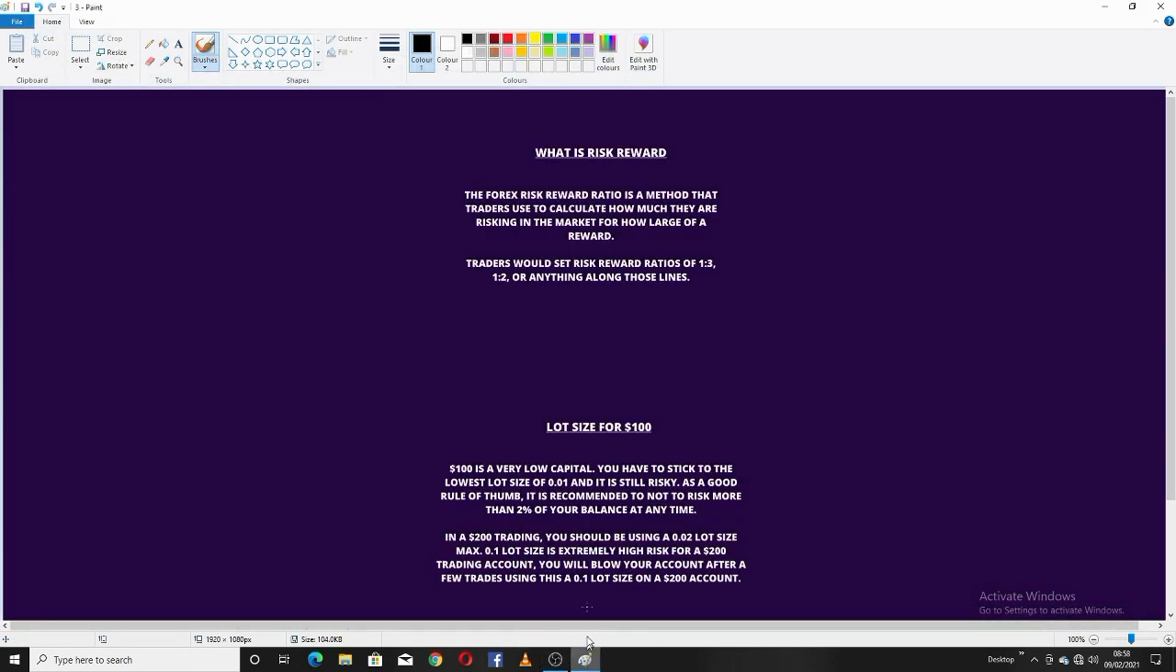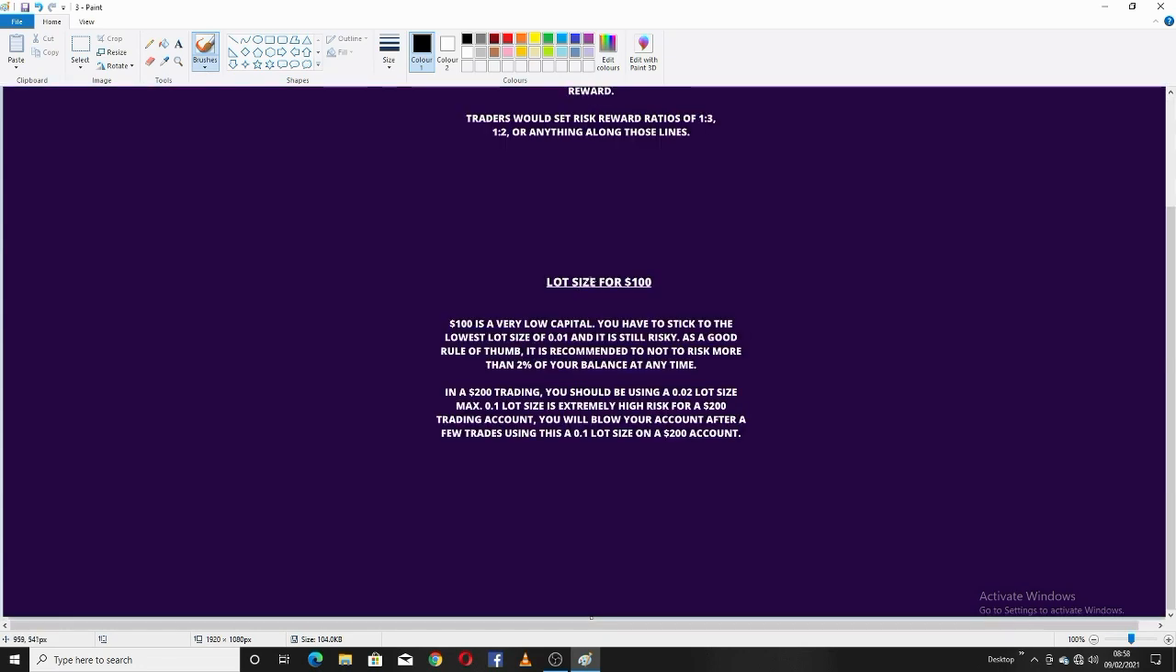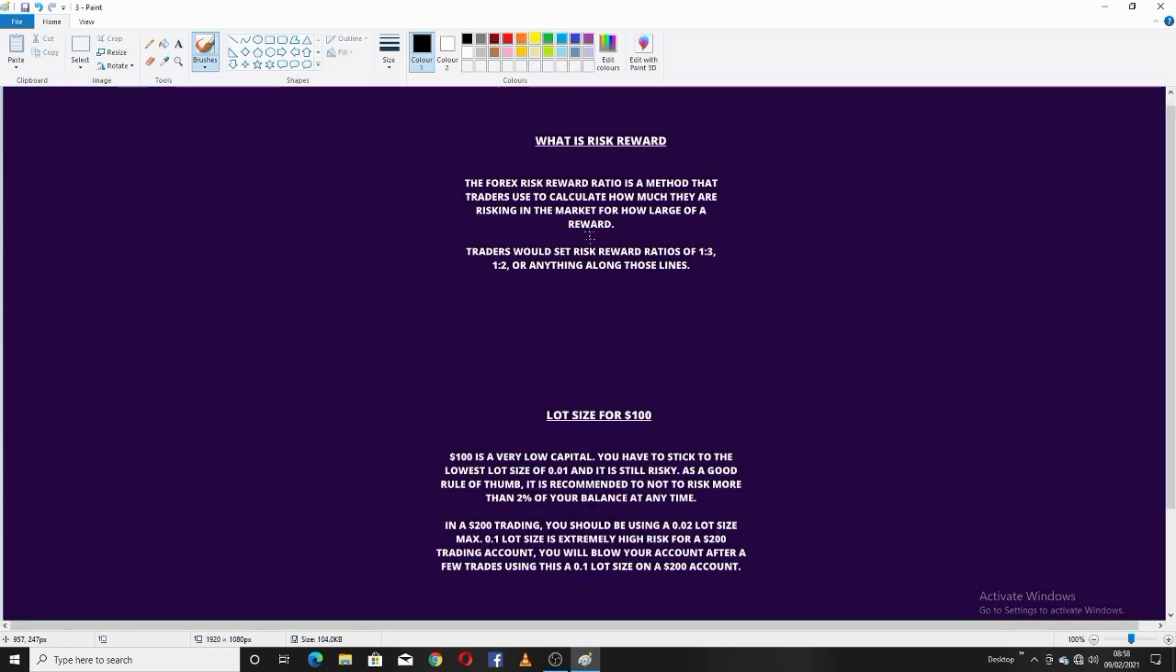And now let's look at the risk reward, and then we'll look at the lot size usage. What is risk reward? Forex risk reward ratio is a method that traders use to calculate how much they are risking in the market for a reward. Traders will set a risk reward ratio of 1 to 3 or 1 to 2 and anything of that. So by 1 to 3, I mean you are risking $1 to make $3.